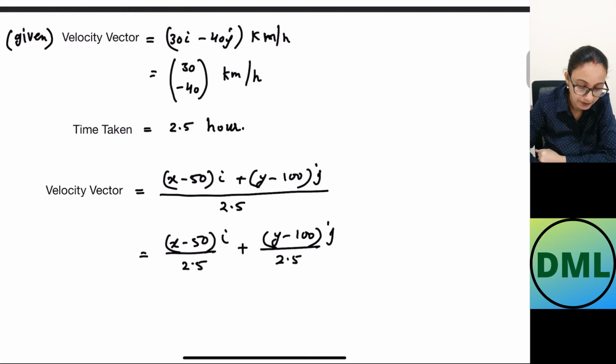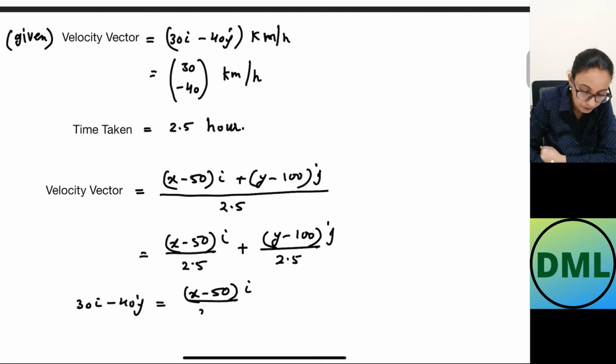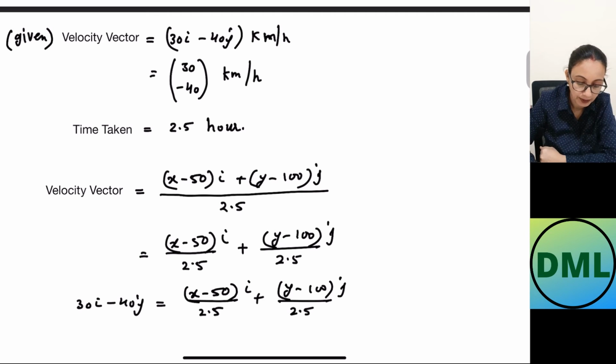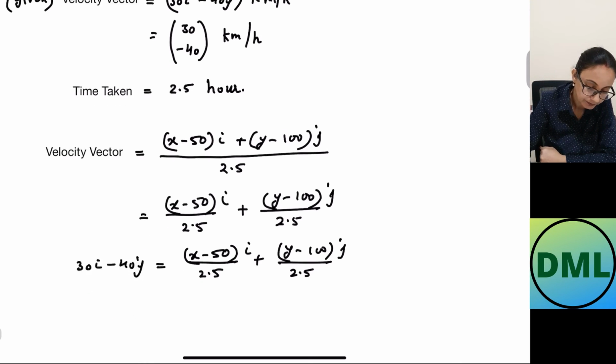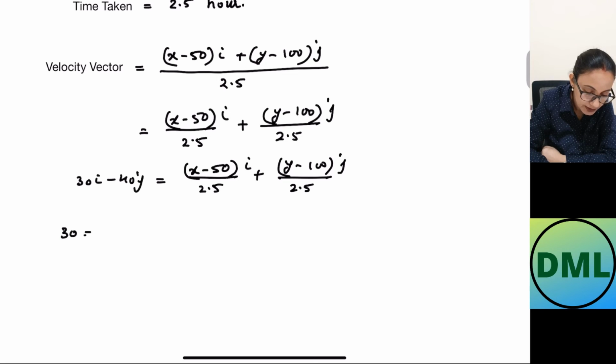Now, this is our velocity vector which we figured out, and they have also given us that the velocity vector is 30i minus 40j. Both are the velocity vectors, so I can equate both the vectors. So let's equate it: 30i minus 40j will be equal to x minus 50 i over 2.5 plus y minus 100 j over 2.5. Now I am equating the coefficients of the i vector separately and the j vector separately. So 30 is equal to x minus 50 over 2.5.